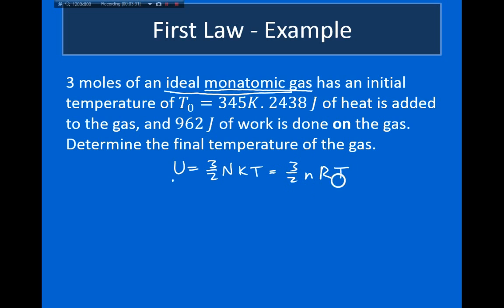So using this, we can calculate the final temperature if we know how the internal energy changes. Now the other bits of information that we need to be careful about: we're told that heat is added to the gas. So this means that Q is equal to plus 2,438 joules, because heat is being added to the gas. We're also told that work is being done on the gas. This means that the work is going to be positive 962 joules. Because work is being done on the gas, the work will be positive.